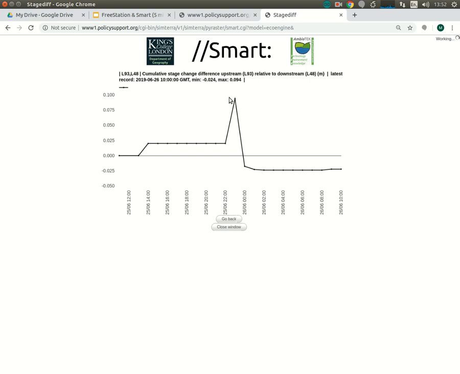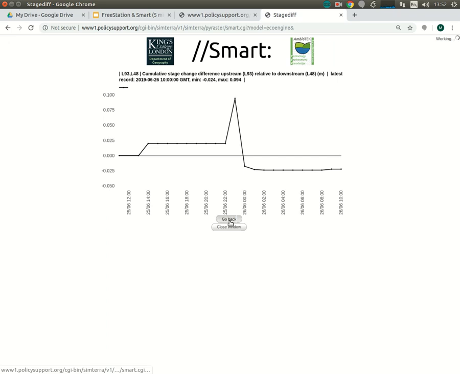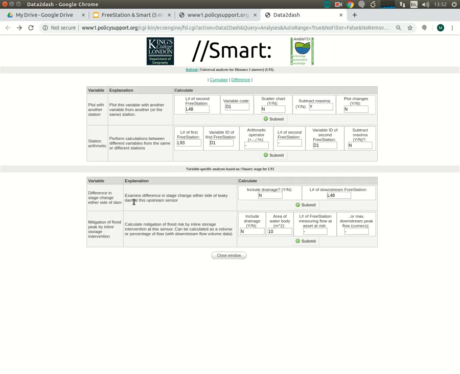And of course at the point of the rainfall event what we're seeing is a very positive value, an increase in height above the upstream of the dam is much higher than, or a little bit higher, not a big event, than downstream of the dam, and then it normalizes afterwards. So there's a whole load of things that we can do in these analyses that calculate a variety of properties depending on what variable you are looking at, including mitigation of flood peaks. For example, if you know your river stage downstream or your river flow downstream.